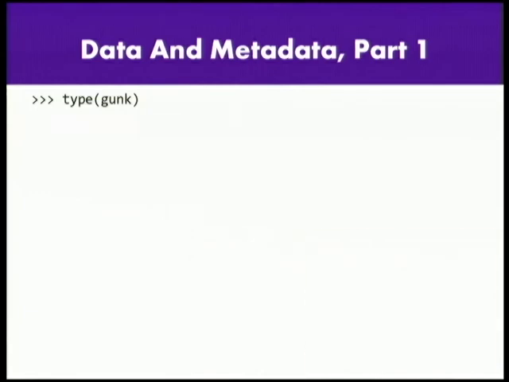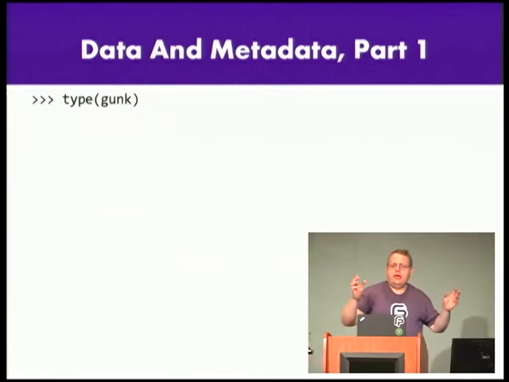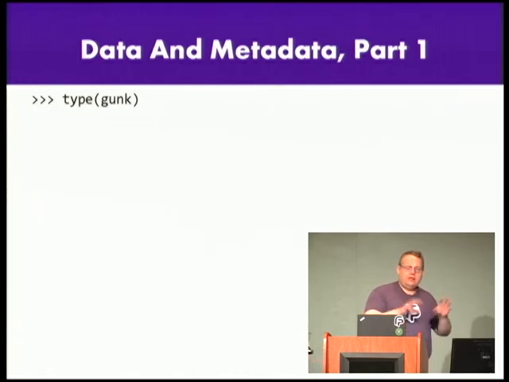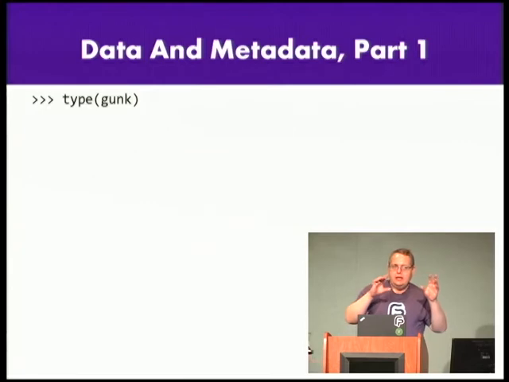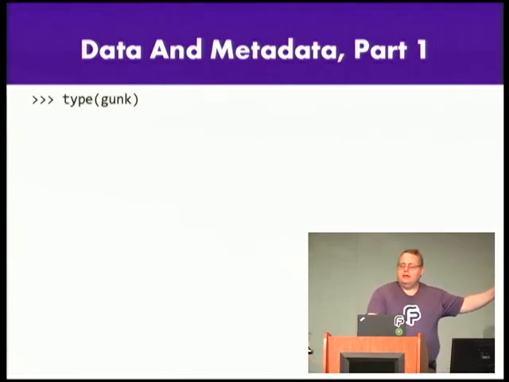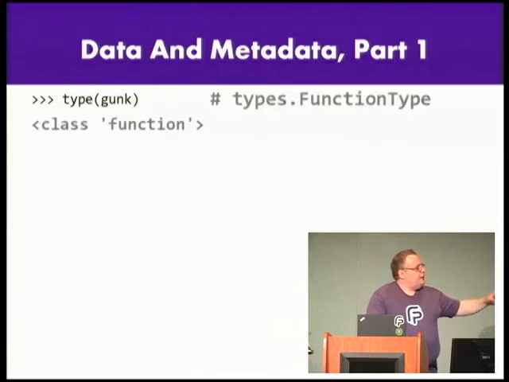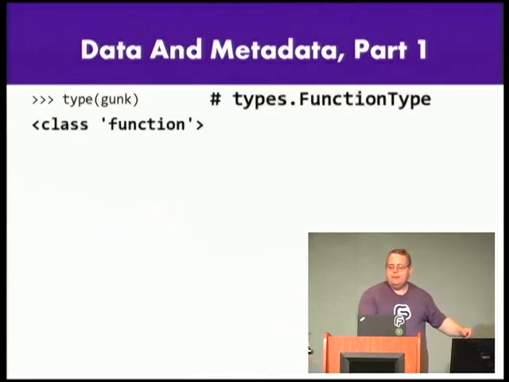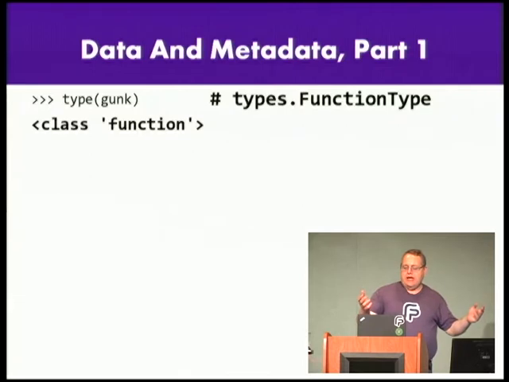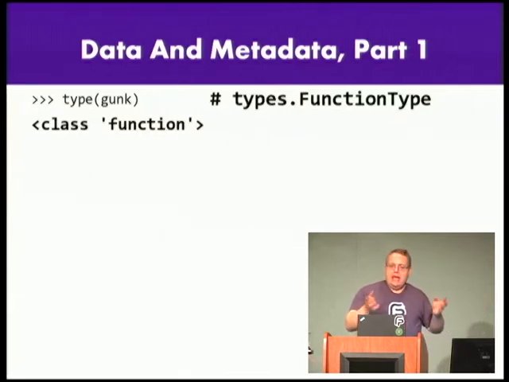So instead, let's talk about all of the data and metadata that is associated with Python bytecode. This is all the stuff you need stored in two different kinds of objects in order to run Python bytecode, in order to have a callable object that uses Python bytecode. So this is all going to be about gunk, our dumb little function. We're going to start with the type of gunk itself. It is of type function type, which the repr says class function. That is a function object, that is a callable object that uses bytecode.